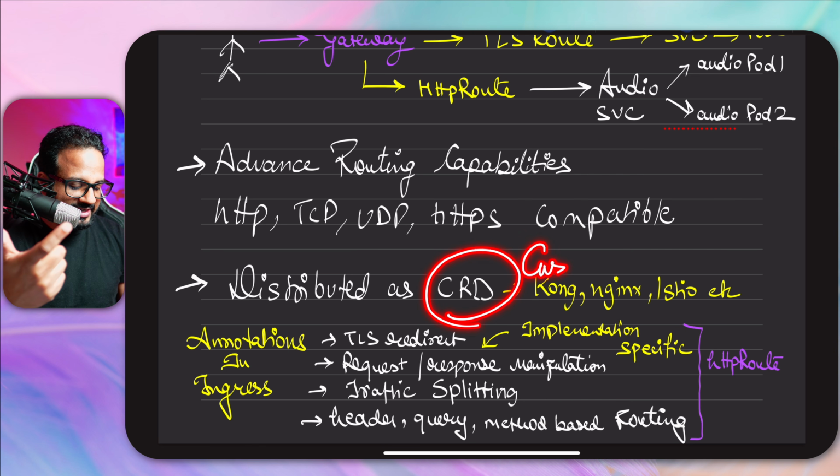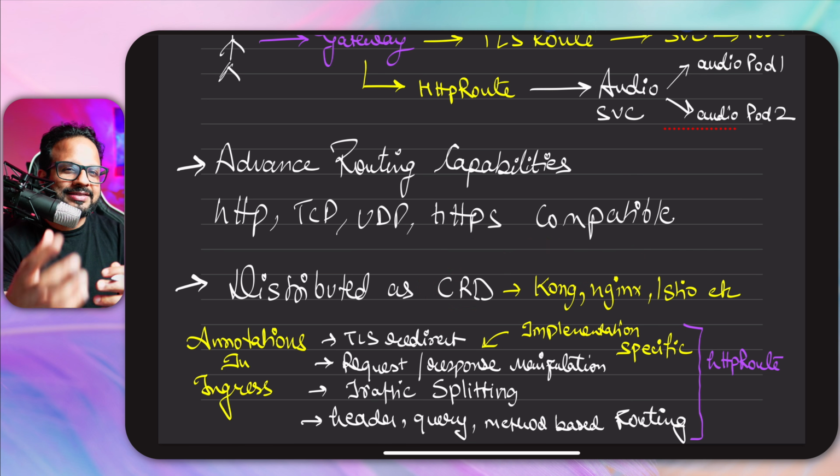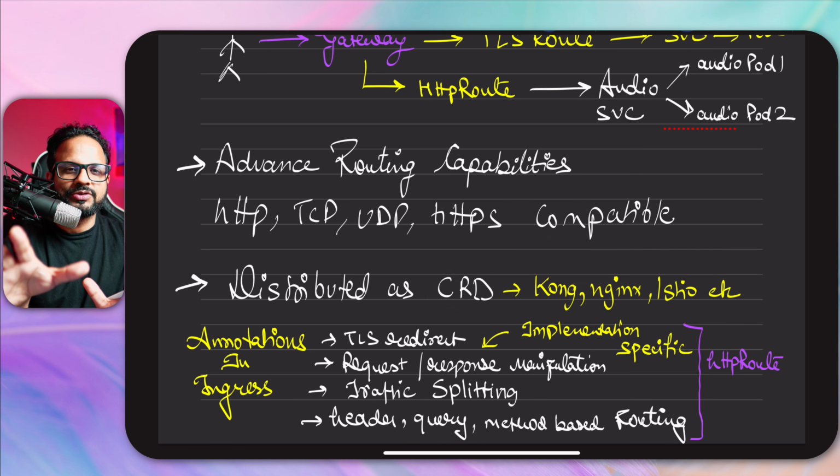You know what exactly is a custom resource? So let's say in Kubernetes you have different resources, right? You have pods, you have deployment. So these are all the inbuilt Kubernetes resources.